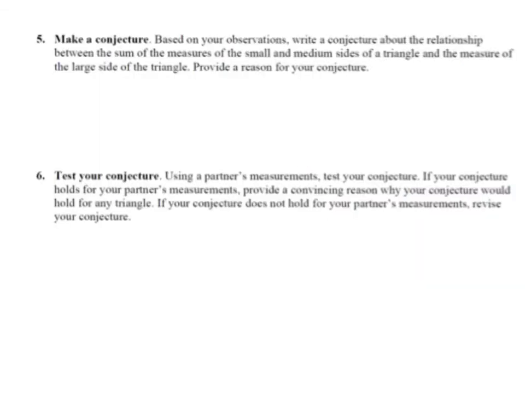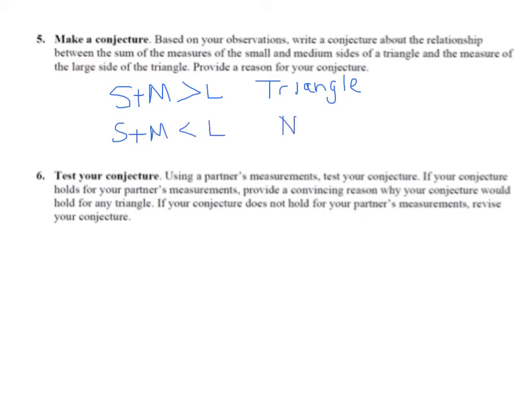All right, so in number 5, it asks to make a conjecture. We talked about a conjecture the other day being very much like a hypothesis. What do you feel is a relationship here between the small, medium, and large sizes? So my conjecture would be that the small plus the medium being greater than the large means that I can have a triangle, and that if my small plus medium is less than the large, I'm not going to get a triangle.